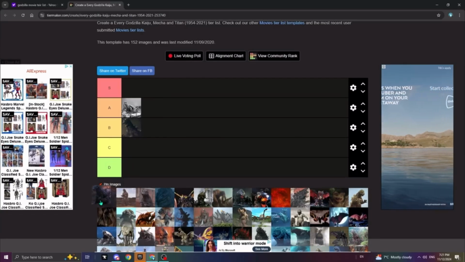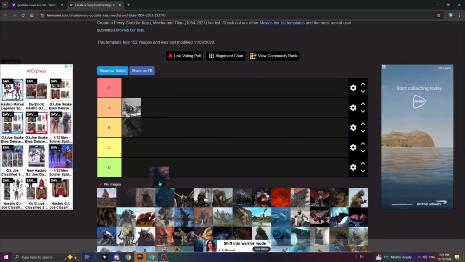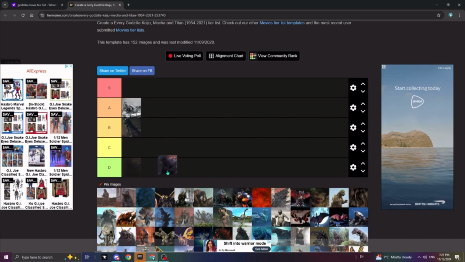Then we have the Godzilla for basically the rest of the Heisei era. Well, no, not trilogy, for fuck's sake. I'm so used to saying trilogy now. The one from the Heisei era, so yeah, I love this Godzilla. I love the movies it comes from.